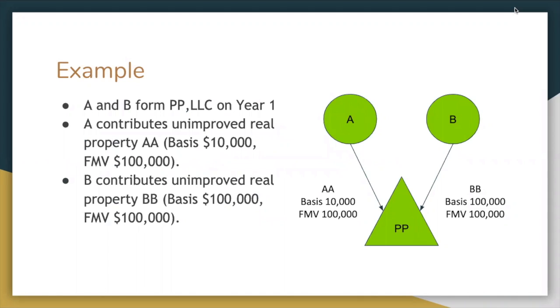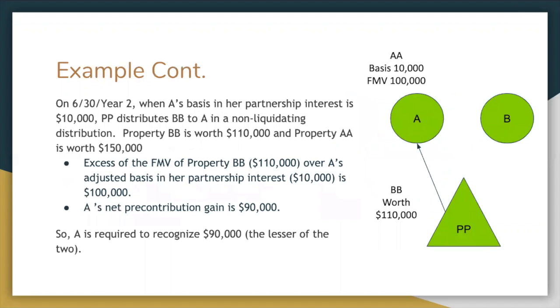A and B form PPLLC in year 1. A contributes an improved real property AA with basis of $10,000 and fair market value of $100,000. B contributes an improved real property BB with basis and fair market value the same at $100,000. On June 30th, year 2, when A's basis in her partnership interest is $10,000, PP distributes BB to A in a current distribution. Property BB is worth $110,000 at that time.